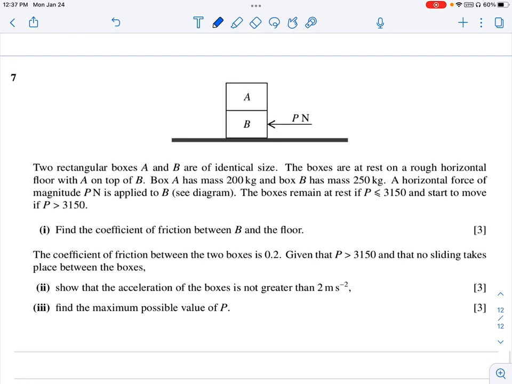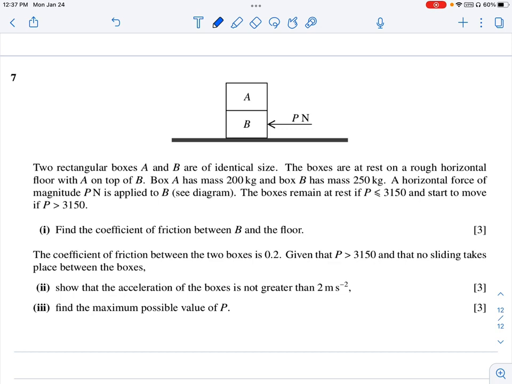Coming to the last question, the seventh question. Two rectangular boxes A and B are of identical size. The boxes are at rest on a rough horizontal plane with A on the top of B. Box A has a mass of 200 kgs and box B has a mass of 250 kgs.